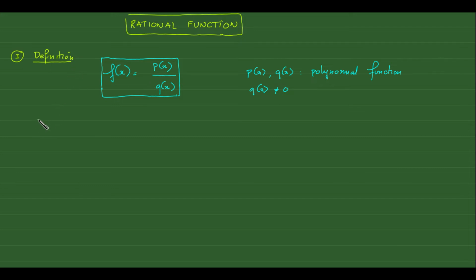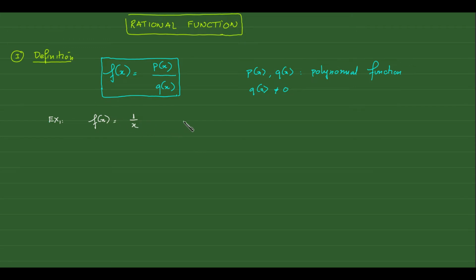For example, example number 1. Let's do a simple one first, the one we already talked about in the previous section: f of x equal to 1 over x. This is a very simple one. This is a rational function.